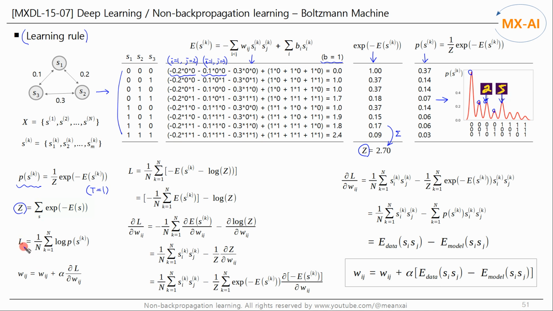We define the log likelihood function as follows. Here, n is the number of training data points. Then we can update the weights by the following gradient ascent method. This is to ensure that the weights find where the probability is high. Now let's find the gradient of L with respect to W_ij.